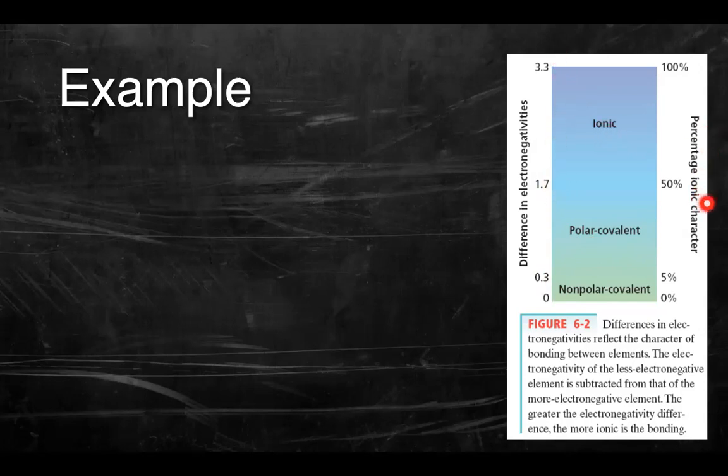On the right-hand side, they have what they call percentage ionic character. And we don't usually refer to this side necessarily. That doesn't mean you'll never come across a question about it, but it's basically just like saying, on a scale of 0 to 100, how ionic is this bond? So 0 to 5% ionic is nonpolar covalent, 5 to 50 is polar covalent.